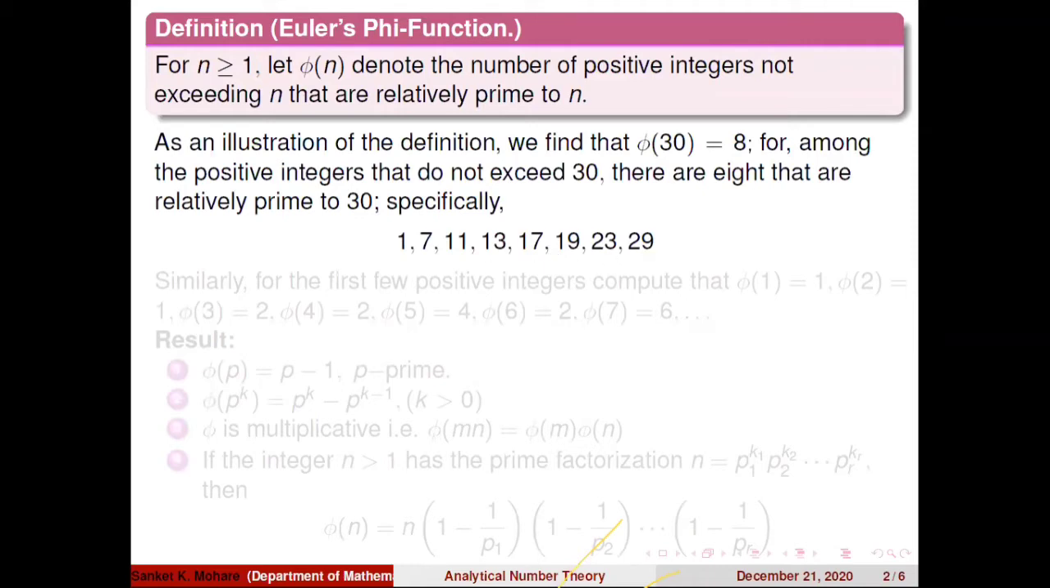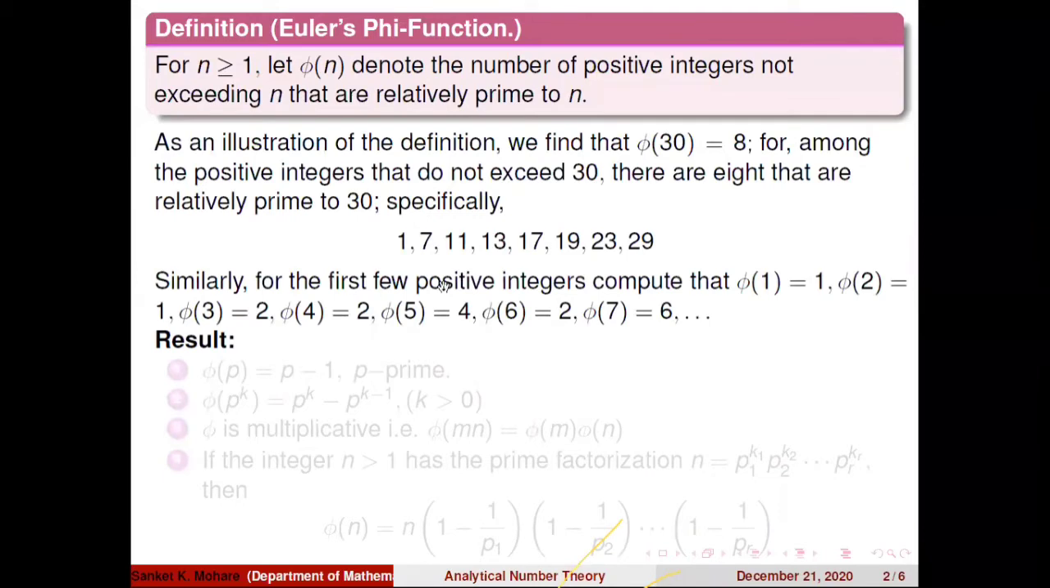In a similar way, for the first few positive integers, we compute that phi of 1 is equal to 1. Phi of 2 means what? You have to find those numbers whose GCD with 2 is 1 and that integer is not exceeding 2. Only one integer exists, that is 1 itself, because the GCD of 1 and 2 is 1. The GCD of 1 and 3 is 1, the GCD of 2 and 3 is 1.